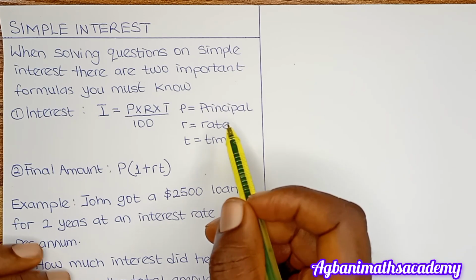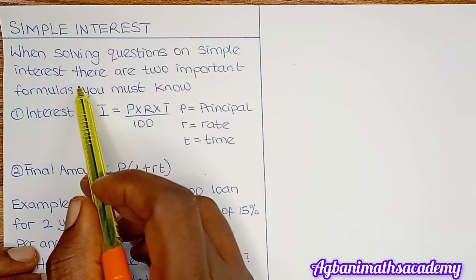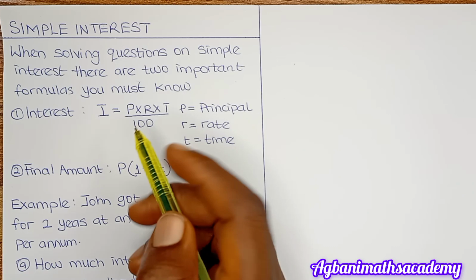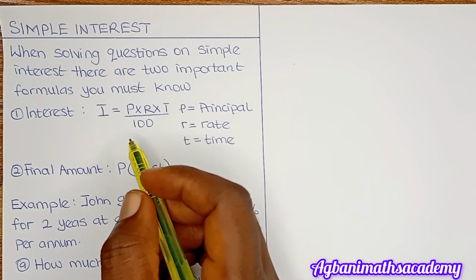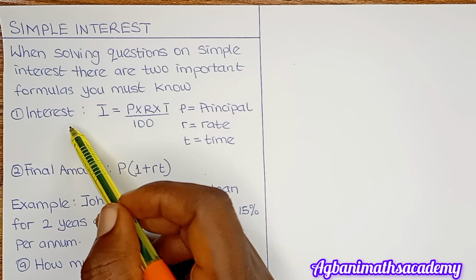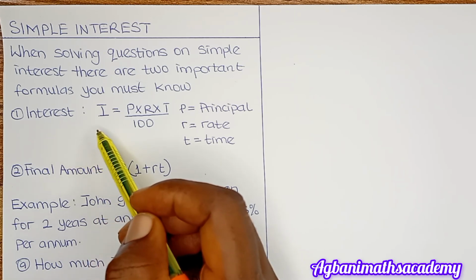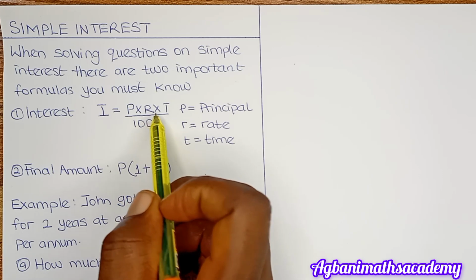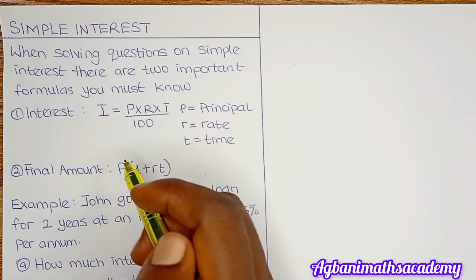When solving questions on simple interest, there are two important formulas you must know. The first one is interest, or simple interest. The formula is I equals P times R times T, all over 100.